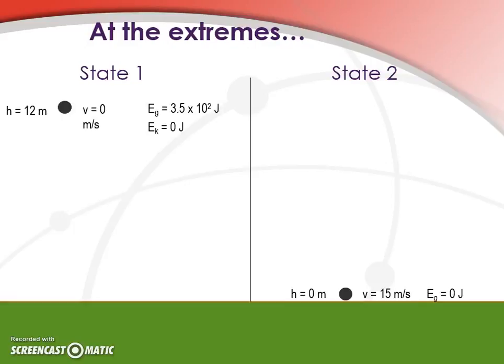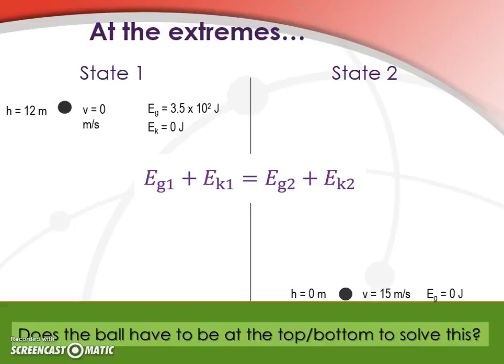In other words, all of the energy has been transformed from gravitational potential energy to kinetic energy, and we solve for the velocity, getting 15.3 meters per second, or we rounded for sig figs to 15. Okay, and we used, of course, our expression. So now the big question becomes, does the ball have to be at the top or the bottom to solve this problem?